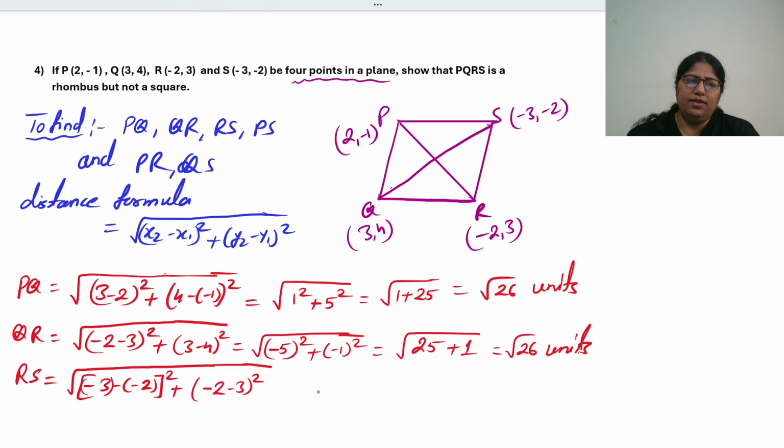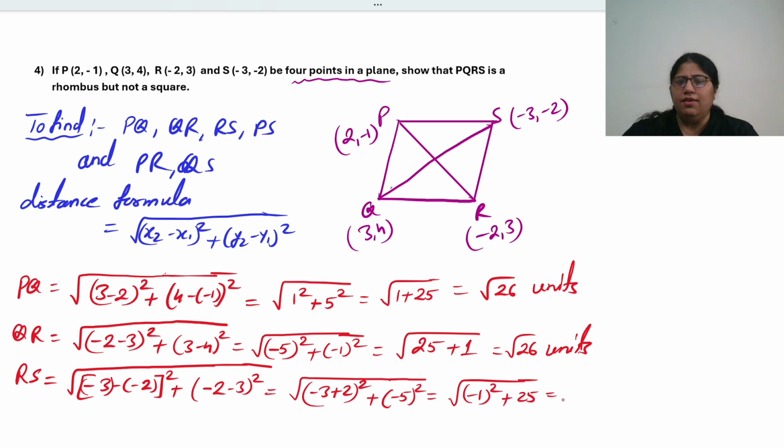What is going to be the length then? Minus 3 plus 2 whole square. See here, while opening the bracket, be careful with the sign, otherwise you may go wrong there. Minus 3 plus 2 is minus 1, square, plus 25, because minus 5 whole square is 25. Then this is nothing but root 26 units. So my third side length is also equal.